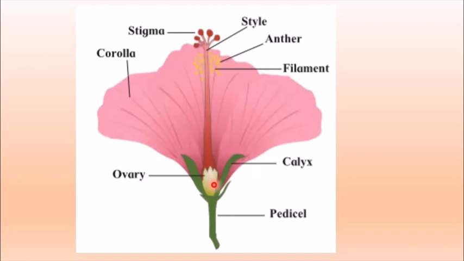So we have two things here. Anther and filament are the parts of the androecium, which is the male reproductive part. Inside the anther, we have pollen grains. Then we have the female reproductive part, which consists of the stigma, this line which is called the style, and here the ovary. Now inside the ovary, there are minute egg-like structures which are called ovules. So stigma, style and ovary form the gynoecium, and anther and filament form the androecium.